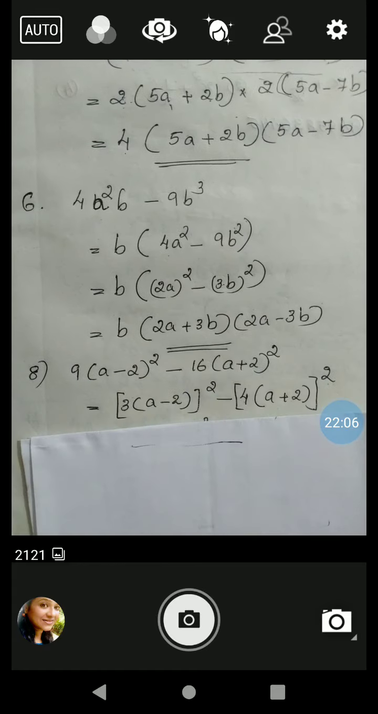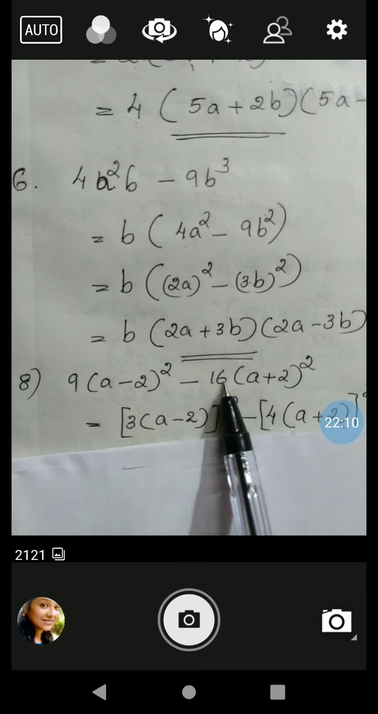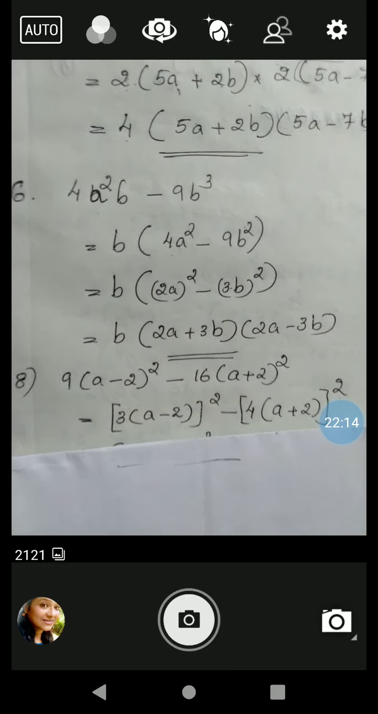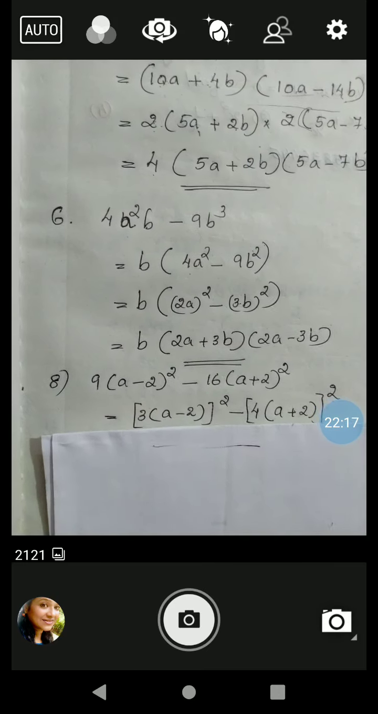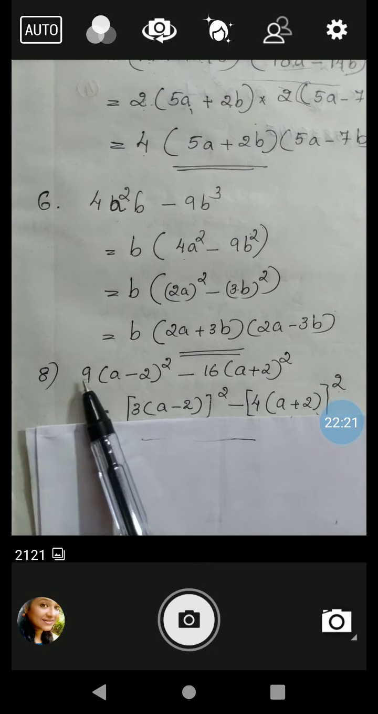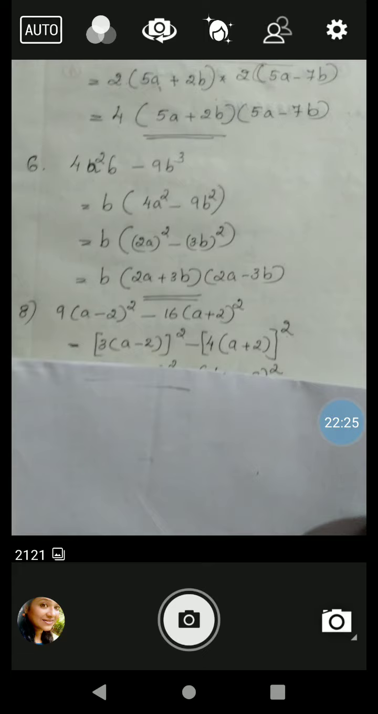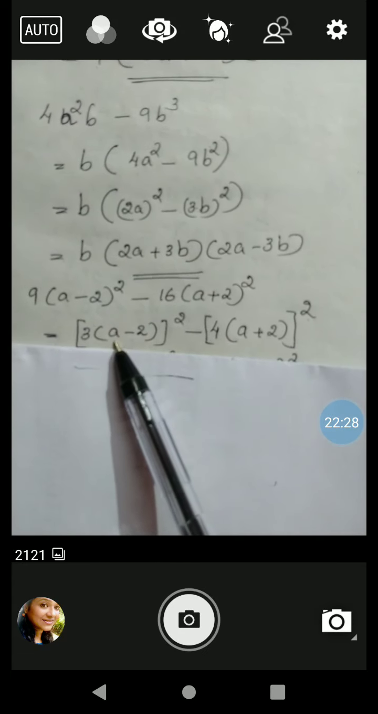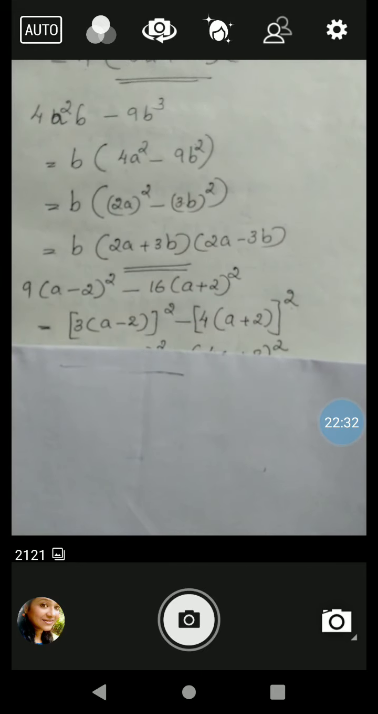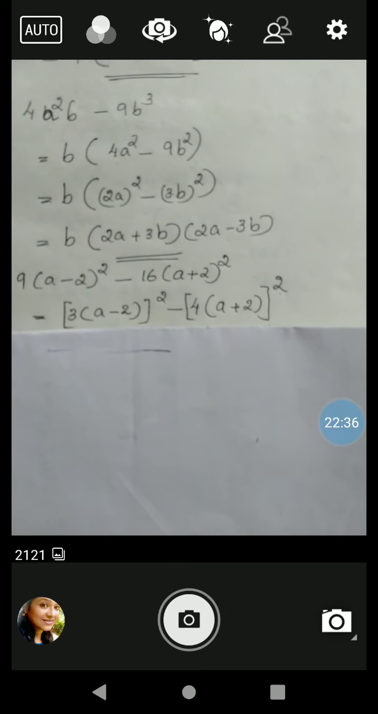Now we can do one more question here. 9 into (a minus 2) the whole square minus 16 into (a plus 2) the whole square. Now, you can express this in that form x square minus y square. Okay. 9, you can write 3 into (a minus 2) the whole square. Root of 16 is 4. Therefore, 4 square is 16. So, we can write 4 into (a plus 2) the whole square.